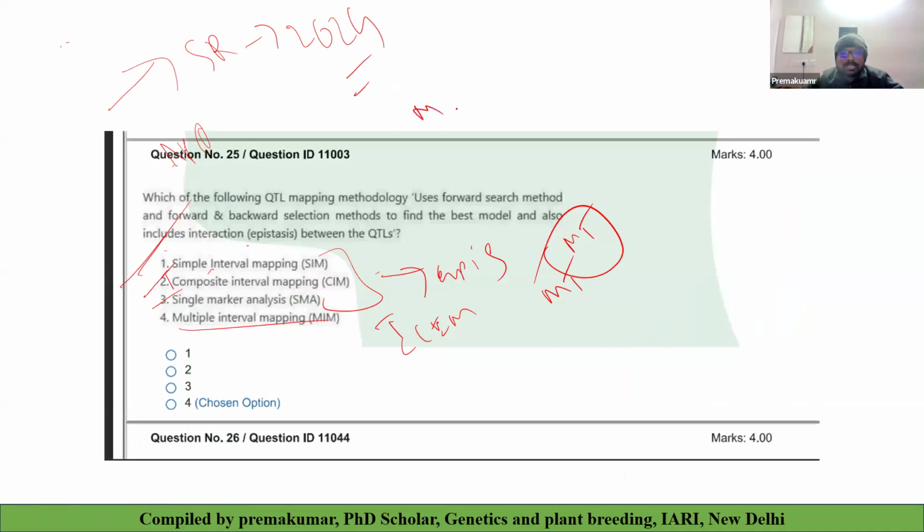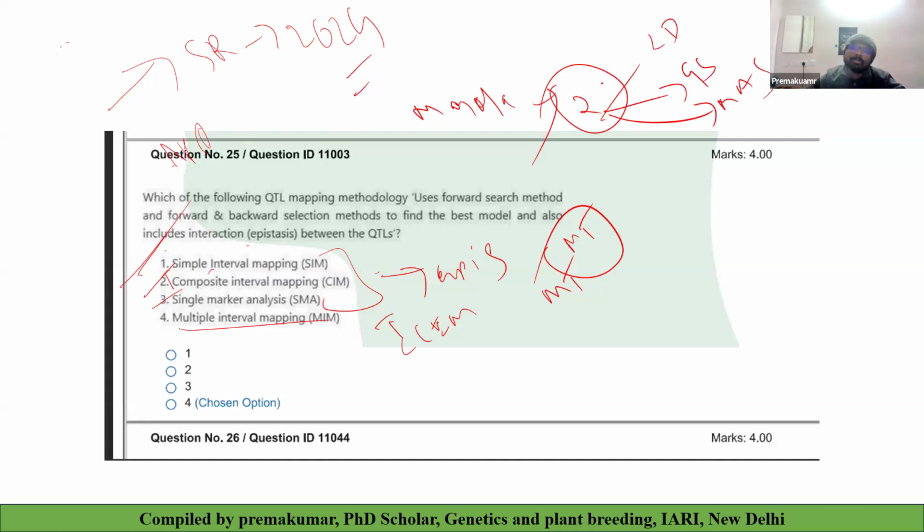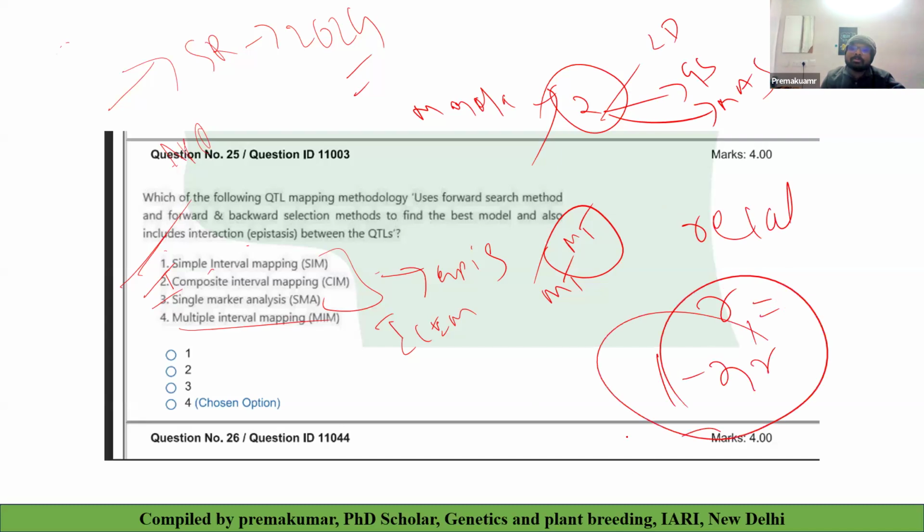There is a section from markers. So in the entire molecular breeding, they asked only three questions this time. One is on LD, one is on genomic selection, one is on MAS. No questions on QTL mapping. They asked on the reliability of selection. They gave the R percent value of the marker. 1 minus 2R is the formula. If you put that in, you'll get the answer.